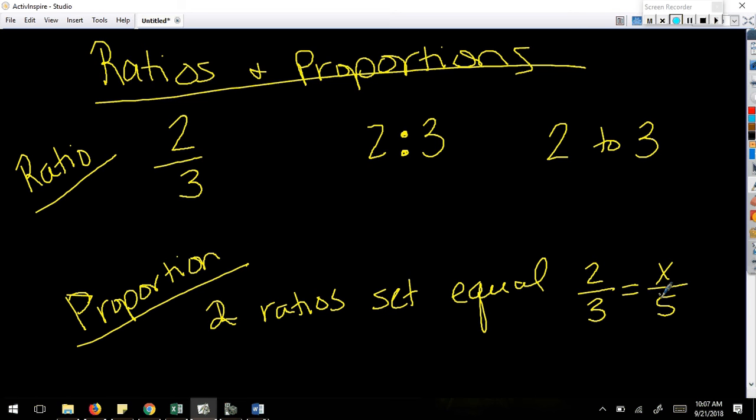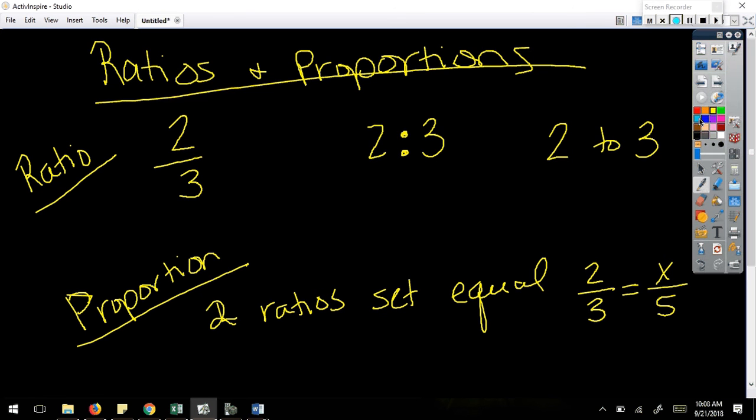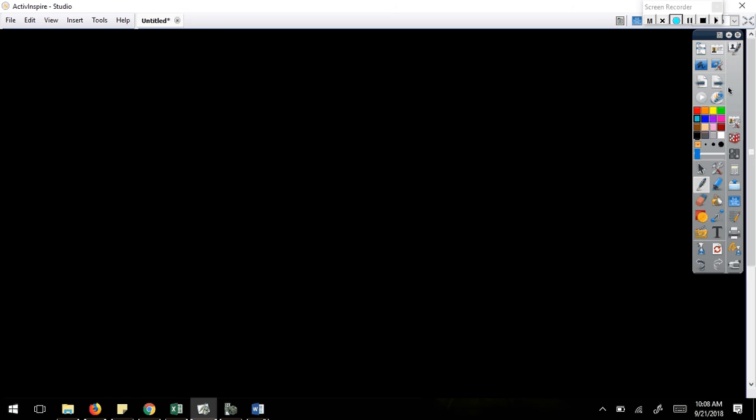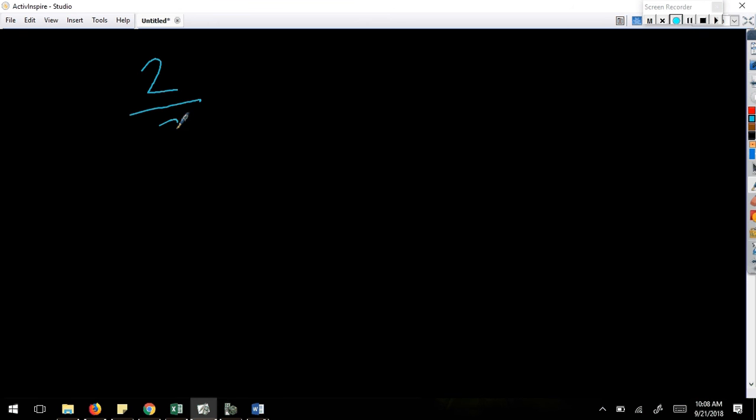It's two ratios set equal to each other. So a ratio compares two numbers or two values, and a proportion sets those two ratios equal to each other. So this is what it's going to look like, and we're going to have to figure out how to solve this. That's what I want to talk about: how do we solve a proportion that has a variable in it? Oh, I know how to do this. You gotta cross. Everybody always wants to cross. They know how to do this. All right, so let's take this proportion.